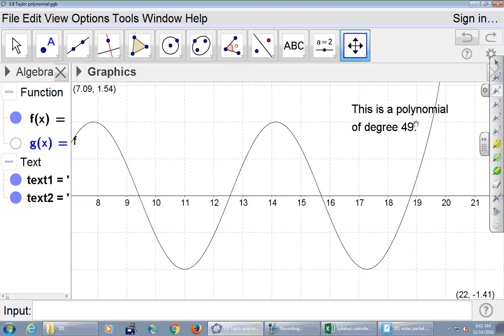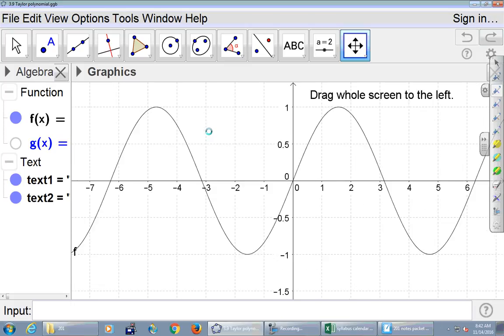Turns out this is a polynomial of degree 49. X to the 49 plus x to the 48 plus x to the 47, some coefficients in front of those guys. So that's kind of a surprise. And what's really a surprise is how closely this thing resembles the sine function. So I'll put up in blue the sine function. Now I'll hide it again. You can't see any difference here, right? They look exactly the same.